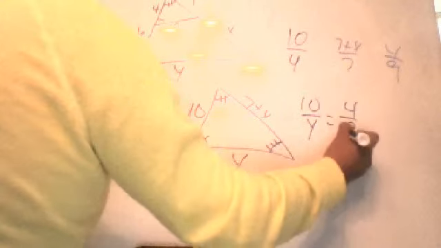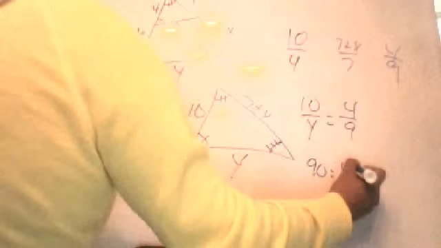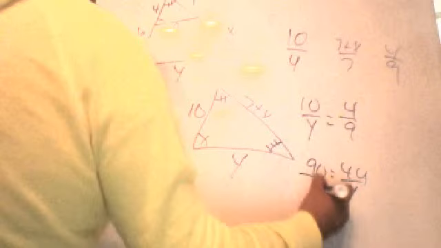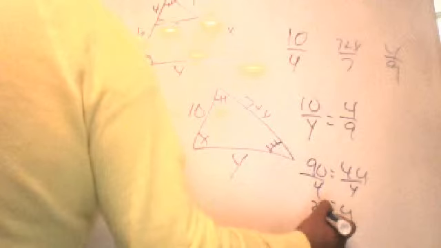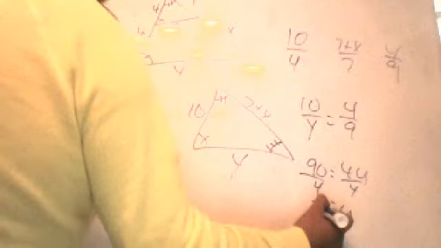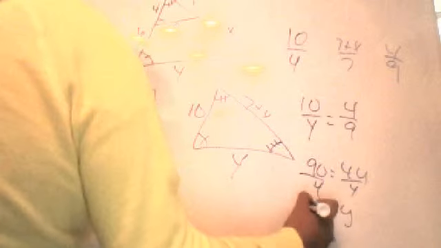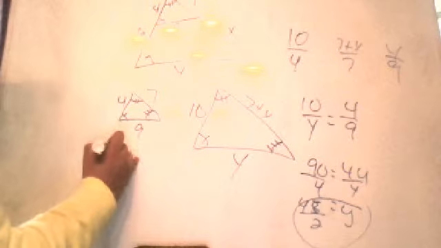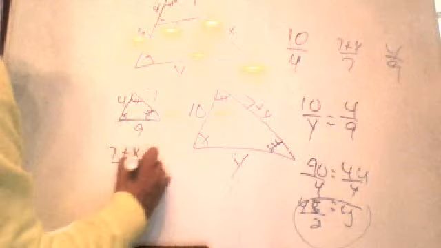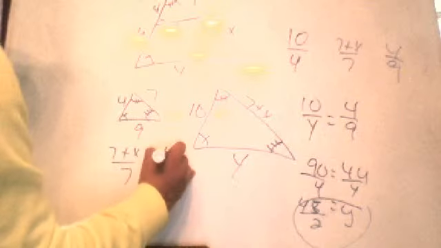Well, then I cross multiply and I get 90 equals 4y, and divide by 4, y equals 45 over 2. I'll leave it improper. So y is going to equal 45 over 2. Can I find x? Yeah, I can do the same thing. I can take this: 7 plus x over 7 is equal to 4.